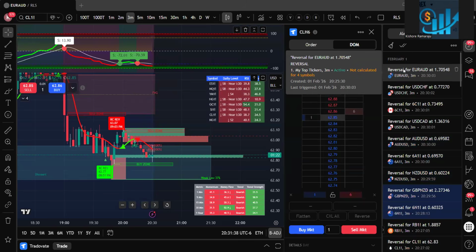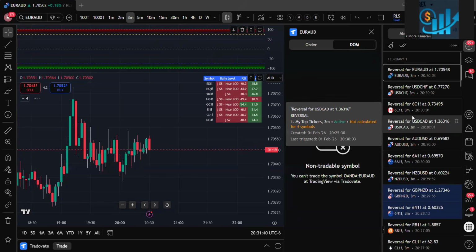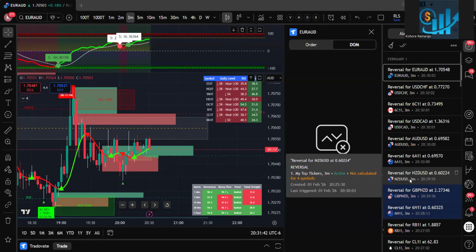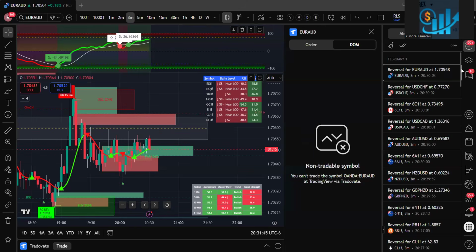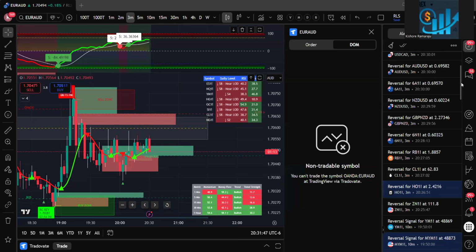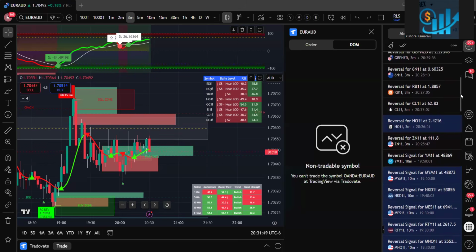So you can do forex, you can put it on different tickers, and you can trade stocks, futures, cryptos, whatever you want. You can do all those things.